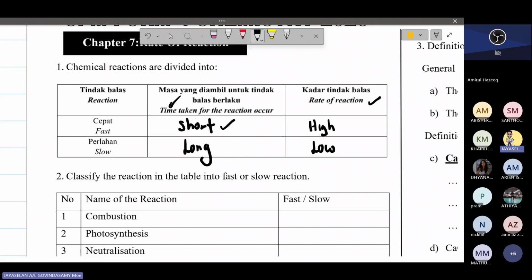This is all. Higher, lower. So what happened last year when I marked the paper, a lot of students did it like this: time taken increases.